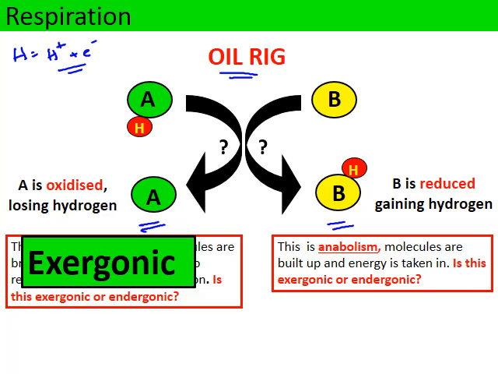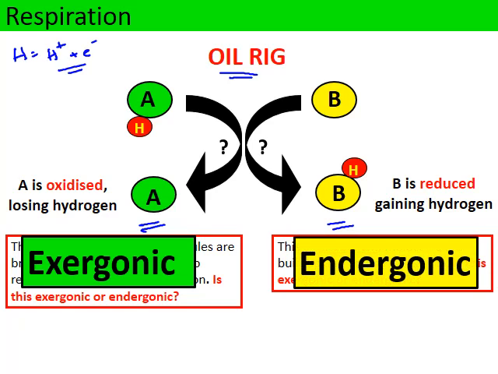Now the opposite reaction is called reduction on the right hand side. We know that's anabolic because the products are slightly more complex possibly compared to the starting molecule, and that's going to utilize or take in some energy. So we could actually say that is endergonic.